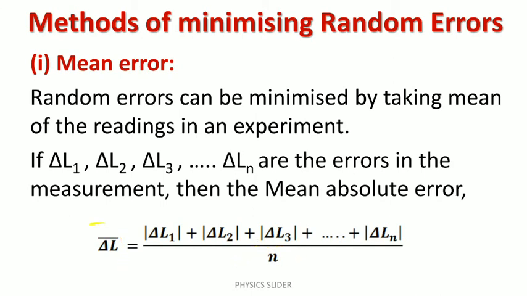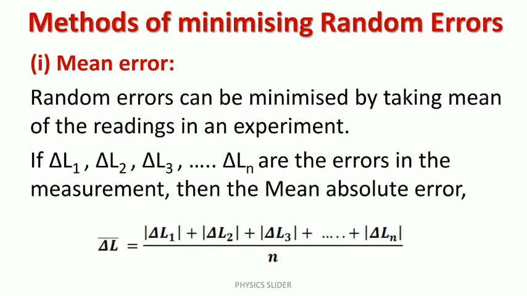This is the way we calculate the mean. All right, to calculate the mean, we sum up the entities and divide by the number of entities. So these are the entities, delta L1 plus delta L2 plus delta L3 and so on up to delta Ln, and the number of entities is n. We sum up the entities and divide by the number of entities to get the mean absolute error. All right, this is the way we can minimize the random errors in the measurement.